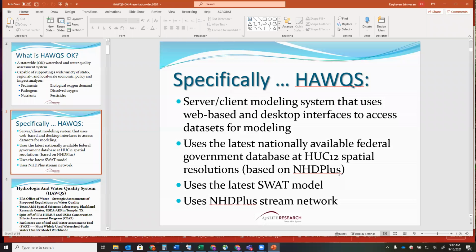It uses the national NHDPlus data set for all the stream network and watershed delineations and things of that nature. And the nice thing about it is it can use the latest SWAT model. As the model gets updated, upgraded, and bugs get fixed, the HAWQS system will continue to adapt, so that a year or 2 years from now, if you want to come back and run a model, your data sets will be able to run on the latest SWAT model also. And I already mentioned the NHD stream network that it uses.